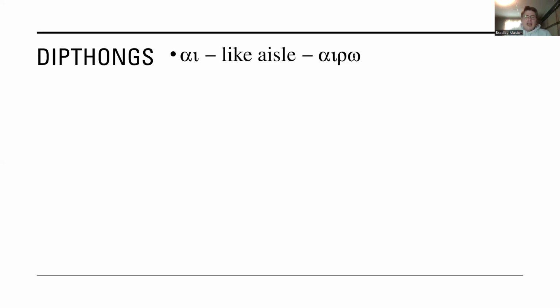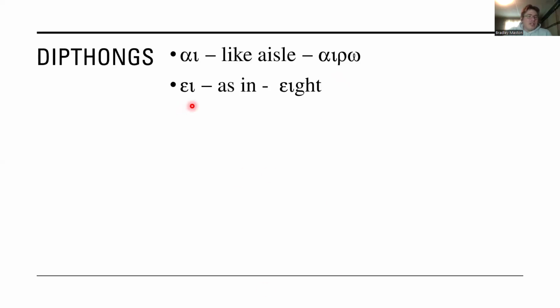An alpha and an iota together make the sound like the I in aisle. So even though it's AI, it's not A-E, I-E, like you might think. It's aisle, right? Or I as in aisle. So here's your Greek word airo that gives us that sound. It's not airo, it's iro. I hope you're saying this to yourself quietly to save you time.